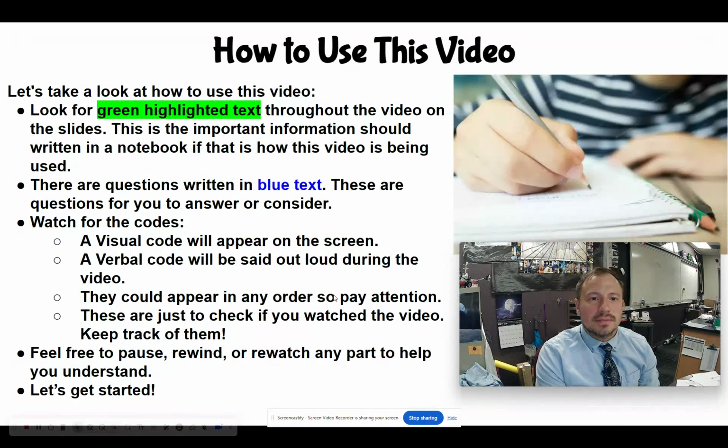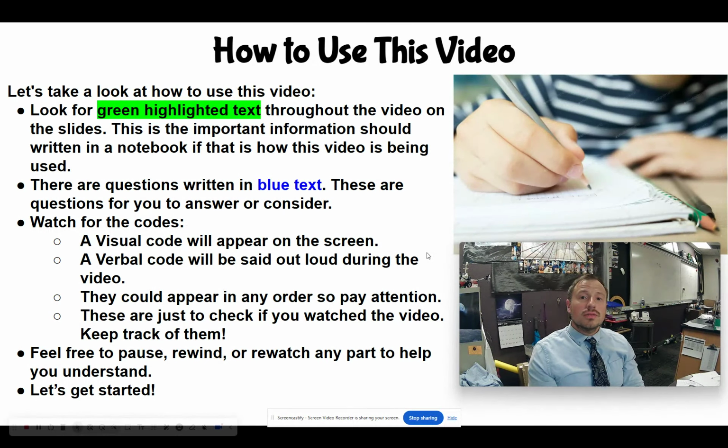Talk about density. So here's how you use this video. When I'm going through, there'll be slides, and on those slides, there's going to be the green highlighted text. That's like the key ideas. If you're taking notes, you should write those down. Also, there's going to be blue text. Blue text are questions for you to consider or for you to answer.